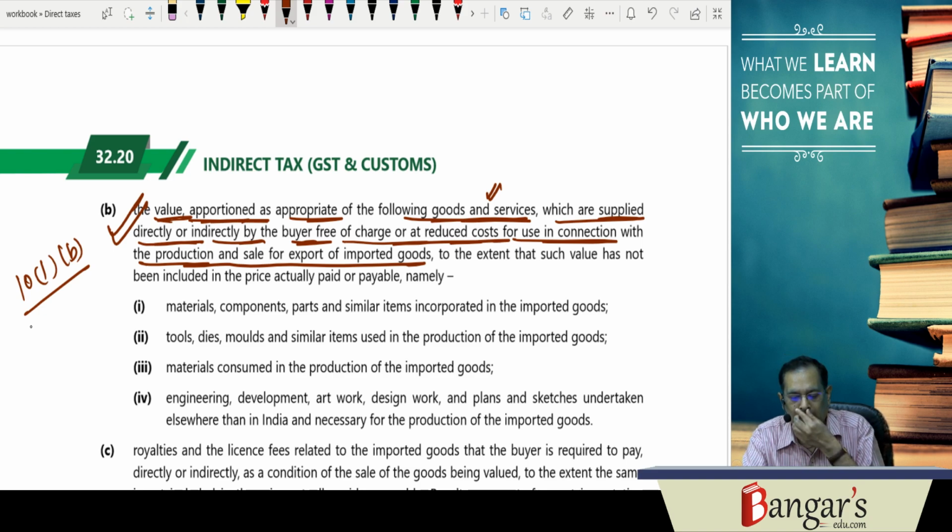They are supplied directly or indirectly by the buyer, free of charge or reduced cost, for use in connection with production and sale for export of the imported goods, to the extent such value has not been included in the price actually paid or payable.